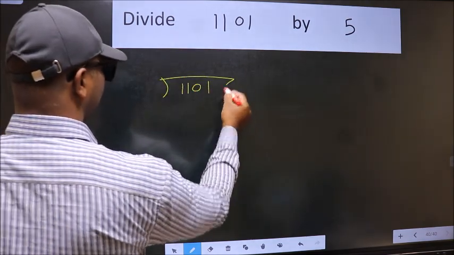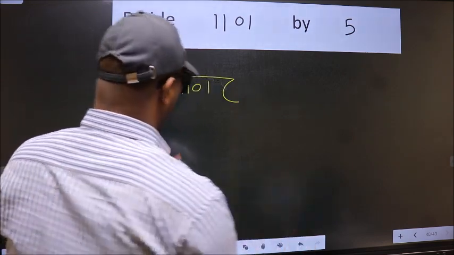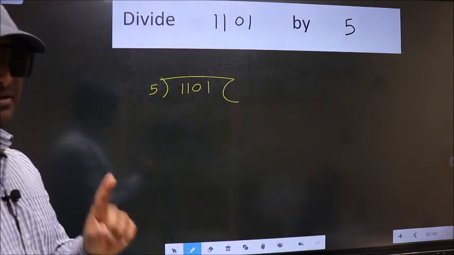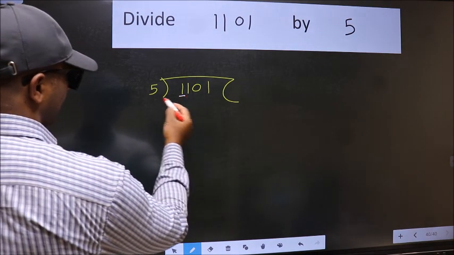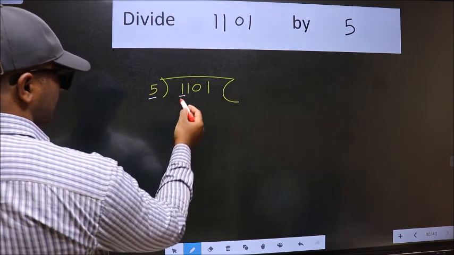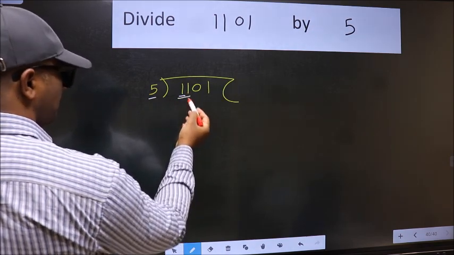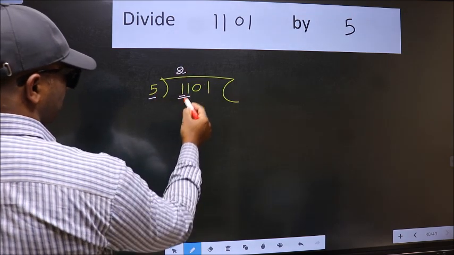1101 and 5 here. This is your step 1. Next. Here we have 1 and here 5. 1 is smaller than 5. So take two numbers, 11. A number close to 11 in 5 table is 5 2's 10.